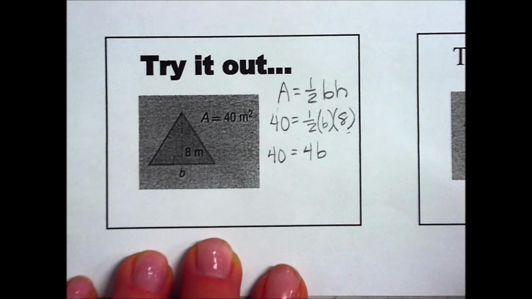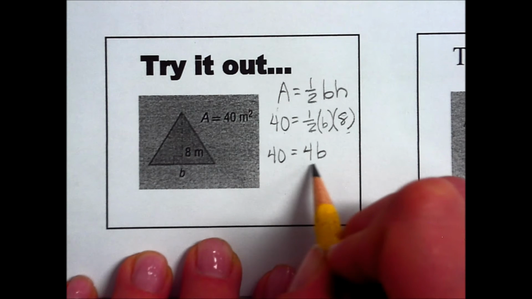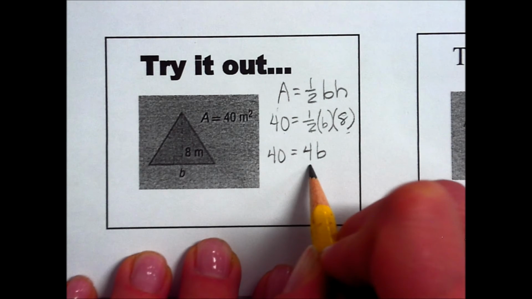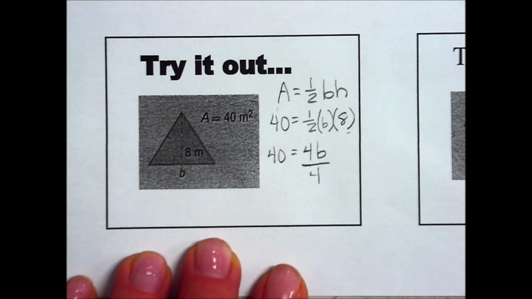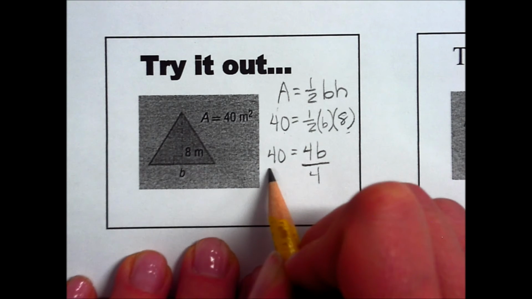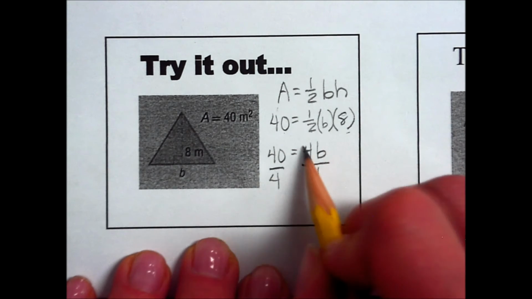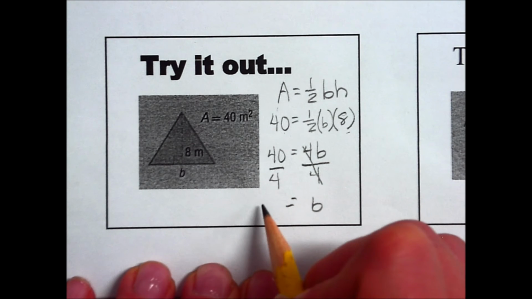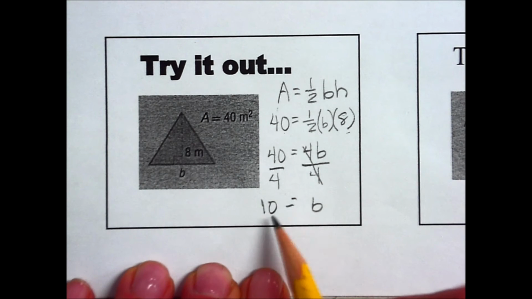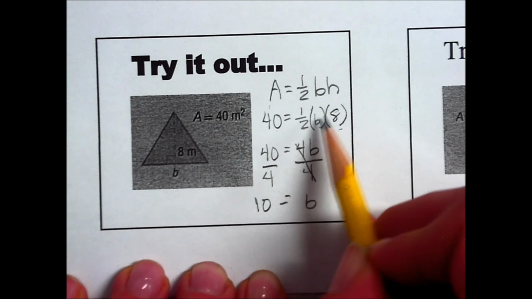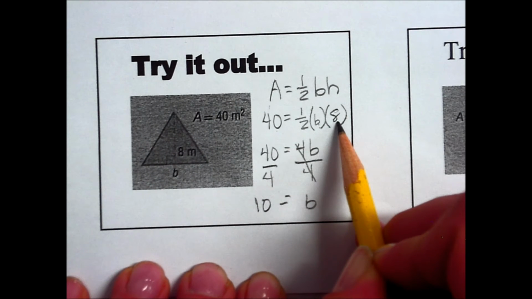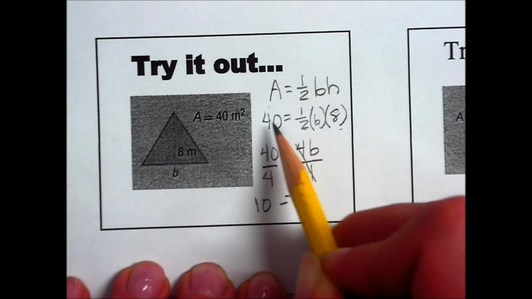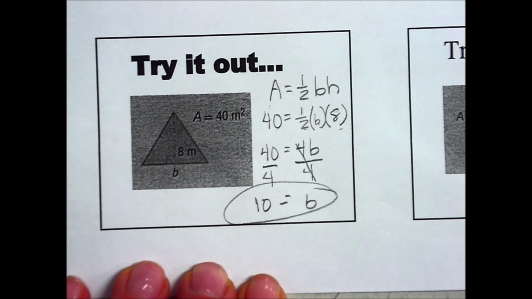b needs to be all alone, so I will do the opposite of multiplication, which is divide. Divide by 4, and what I do to one side, I must do to the other. So that will cancel my 4s, leave b all alone. 40 divided by 4 is 10. I can double check my answer by putting a 10 right here. 10 times 8 is 80, and half of 80 is 40. My answer checks.